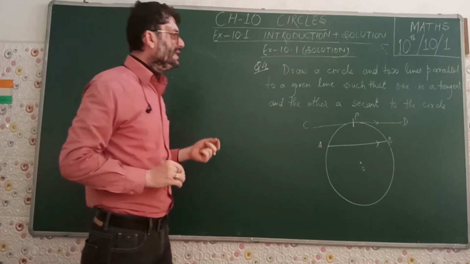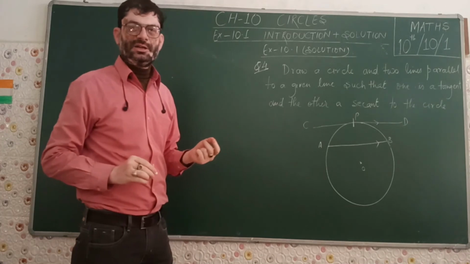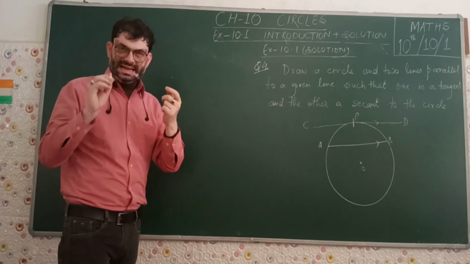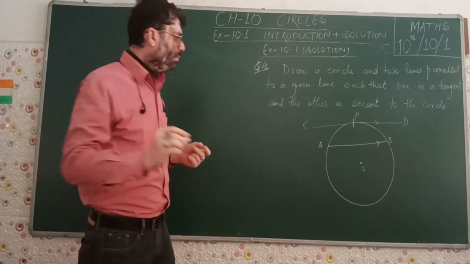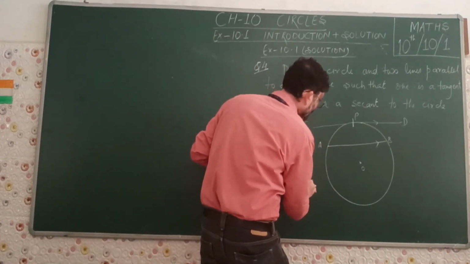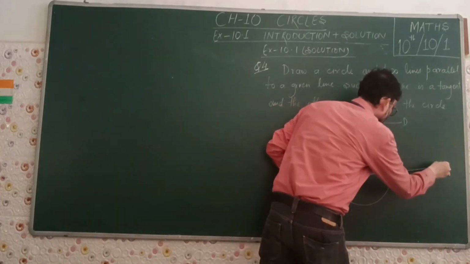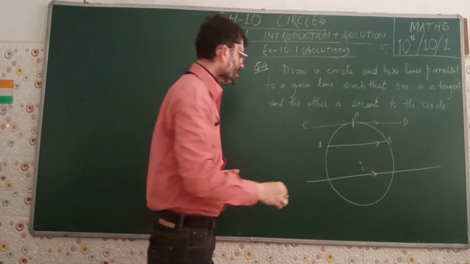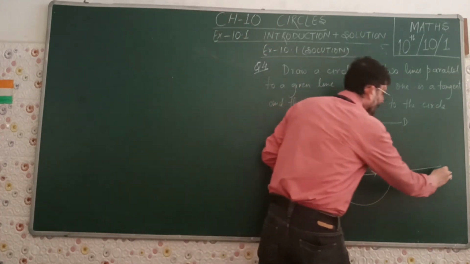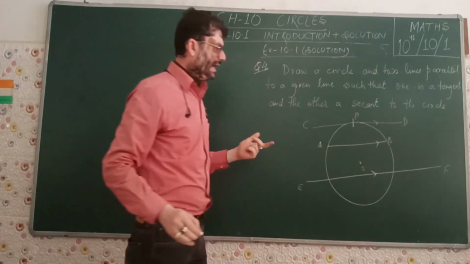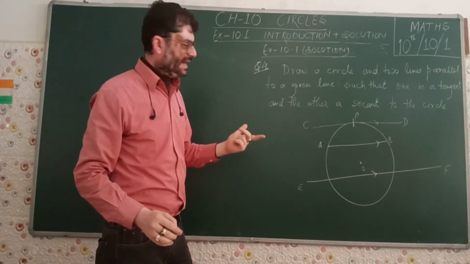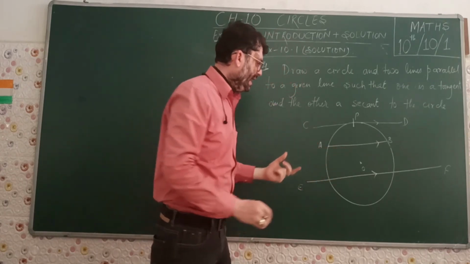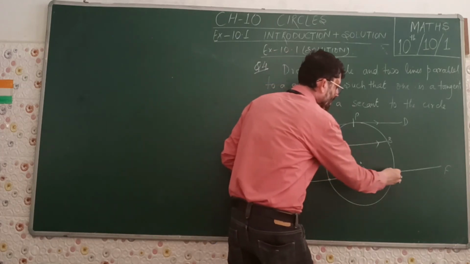The second line that we need to draw should be a secant to the circle. So a secant is a line that passes through the circle, intersecting the circle at 2 points. So we can draw anywhere and any size. Suppose say this is parallel to this. We have drawn such that this is parallel to this. Name it as E and F, and EF is termed as the secant of the circle as it is intersecting the circle at 2 points. This is 1 and this is 2.